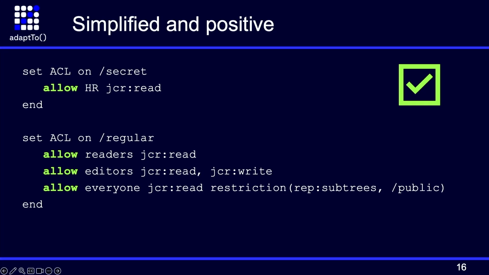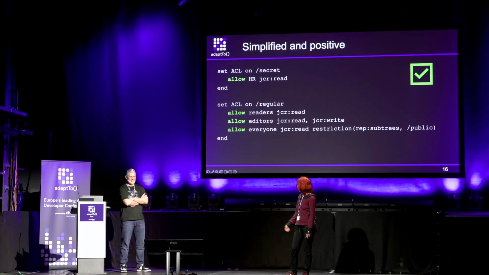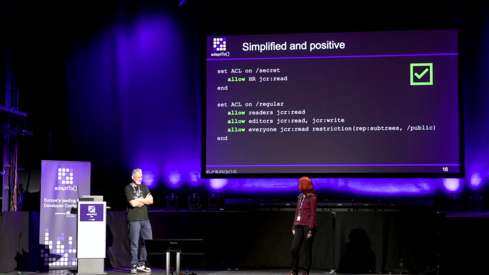So you see, I changed the restriction rep:glob, I changed that to rep:subtrees. And it looks actually a lot simpler. Also, we don't have to wonder what happens if someone is a reader and an editor, or what happens if someone is just the editor, and as you know, everyone is everyone. So this goes easily. And it's exactly what Alejandro said.